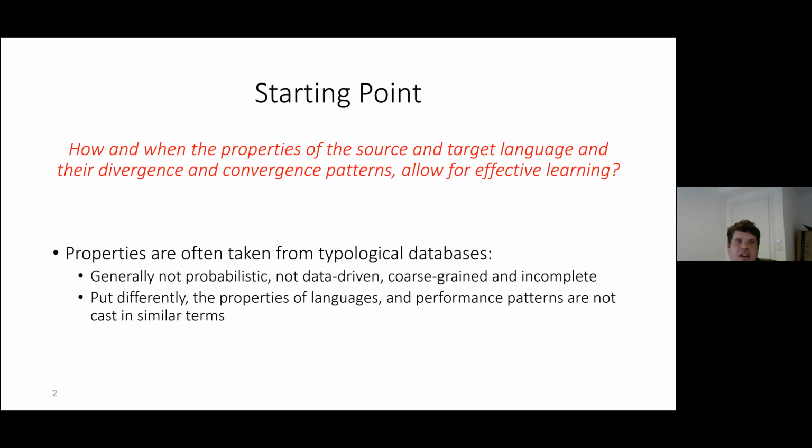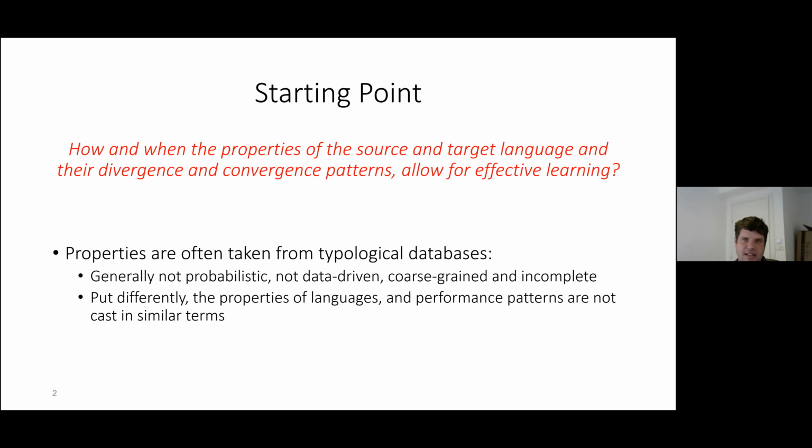The question of how and when the properties of the source and target language, and their divergence and convergence patterns, allow for effective learning, right? So what's the relation between the properties of the languages and the ability of the model to perform effective learning, in this case, in the context of MT.